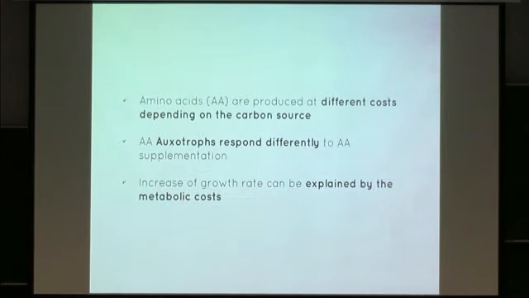Okay, so to sum up this first part: the cost of amino acids can differ very much between different carbon sources, and the auxotrophs respond differently to amino acid supplementation. The increase of the growth rate can also be very much explained by the structure of the metabolic network. So at this point you could ask, what's the relevance of all these results? What I want to show you on the next slides is that even these cost differences, which might be just very little, could have a vast impact on how bacteria adapt to their environment.